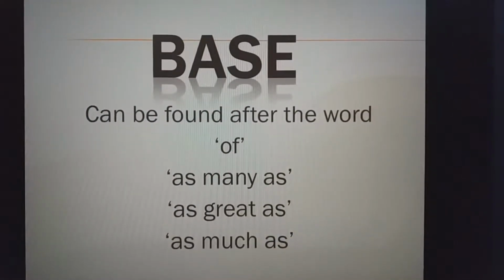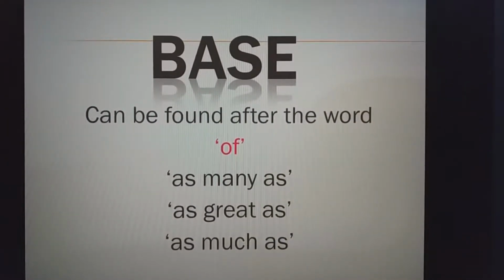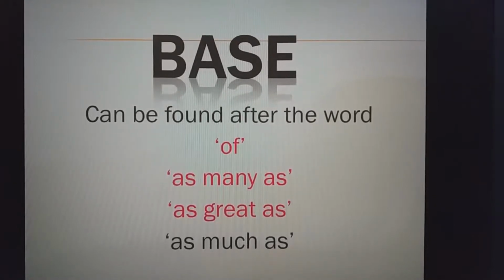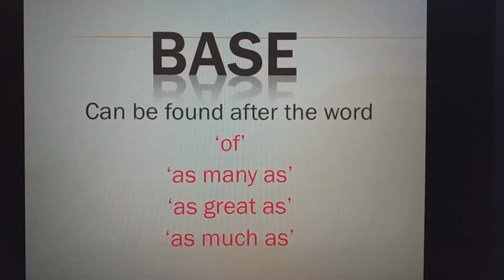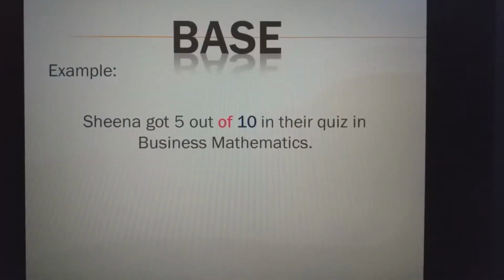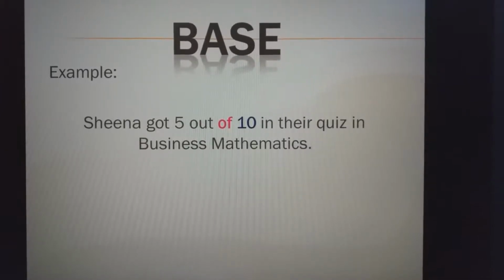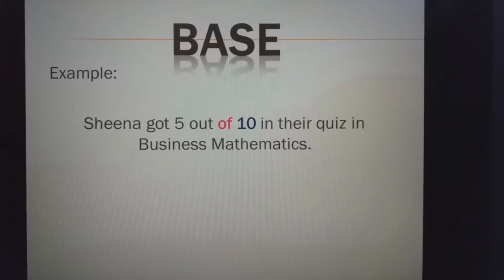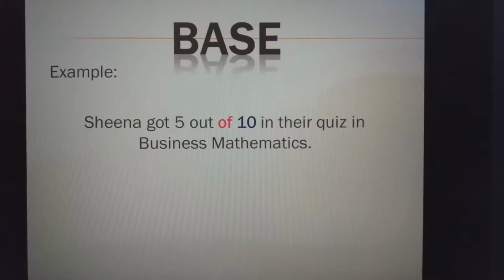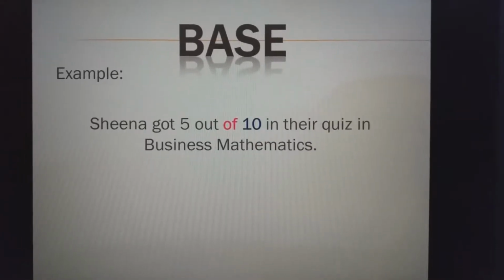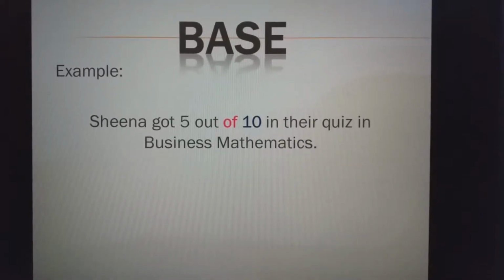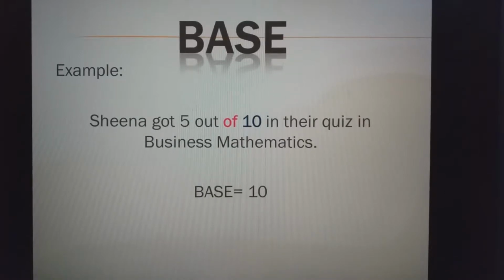Base can be found after the words of, as many as, great as, and as much as. Let's take a look at this example. Sheena got 5 out of 10 in their quiz in business mathematics. As you can see in the given problem, there is the word of, followed by the number 10, which represents the total number of items of the quiz in business mathematics. So, the base is 10.